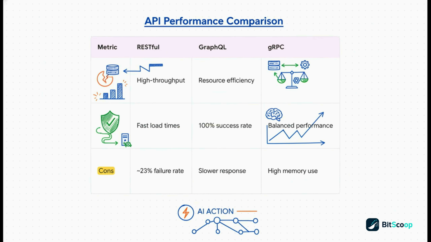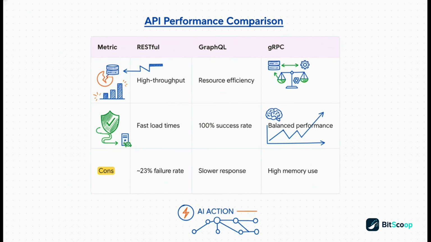Okay, now this is where it gets really interesting. Let's look at how these different styles actually perform when you put them under stress. That old standby REST, it's pretty fast for simple things, sure, but look at that failure rate in tests, 23%. That's not great. Plus, it can be a real resource hog. Now, GraphQL, it's a rock star under pressure, a 100% success rate, super efficient with your computer's brain power and memory. The only catch is it can be a tiny bit slower to respond.